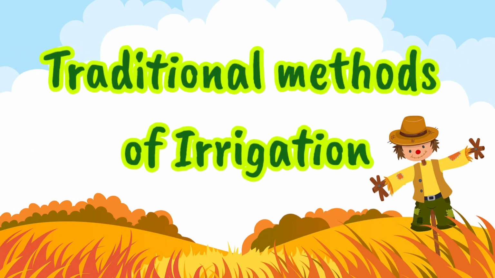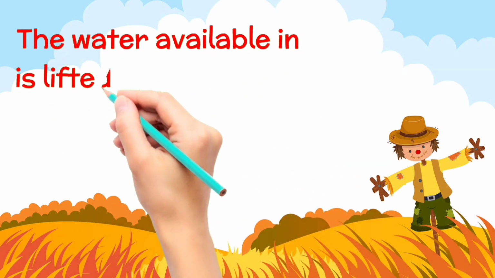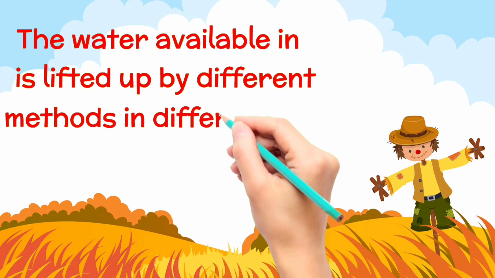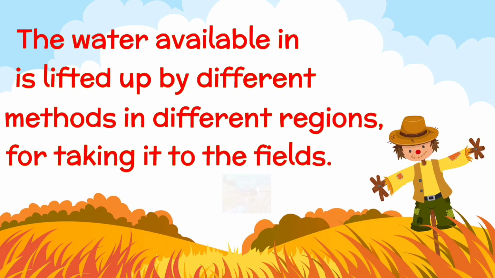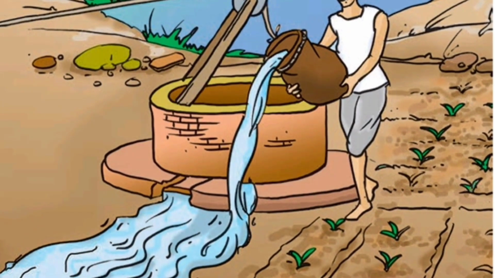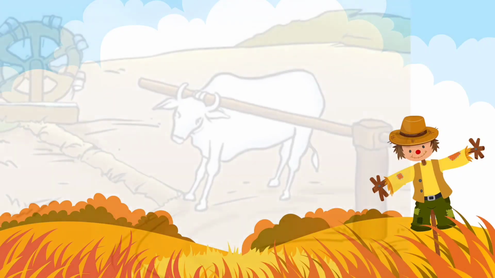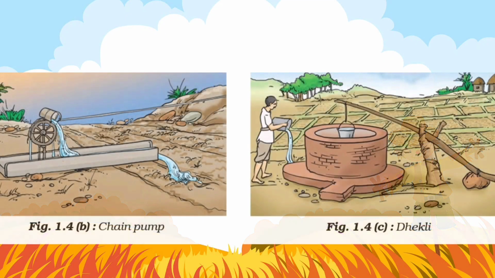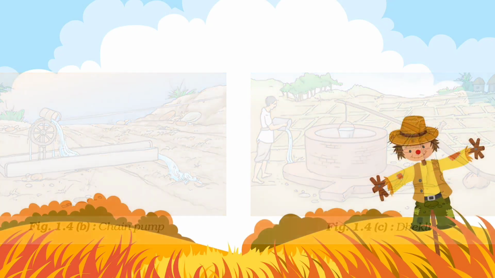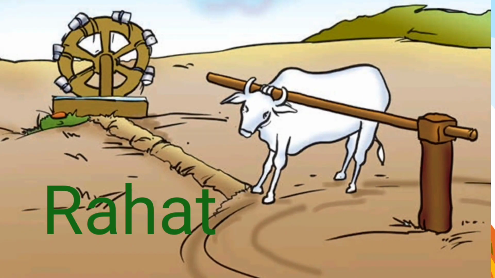Traditional methods of irrigation. The water available in wells, lakes and canals is lifted up by different methods in different regions for taking it to the field. Cattle or human labor is used in these methods. These methods are cheaper but less efficient. The various traditional ways are the pulley system, chain pump, dhekli and rahat, that is, the lever system.